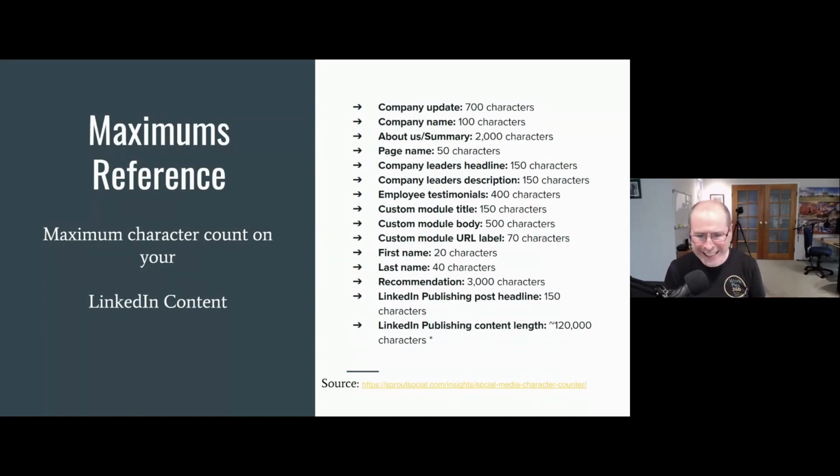So keep this slide either printed or on a side screen as you're creating content or updating your profile, because you want to make sure that you're not creating content, especially if you're writing it in a Google Doc, and then you go to copy and paste and you go, oh, it's just too long, and I have to go back and edit the darn thing. This is a useful tool to make sure that you're making the most out of your LinkedIn profile.